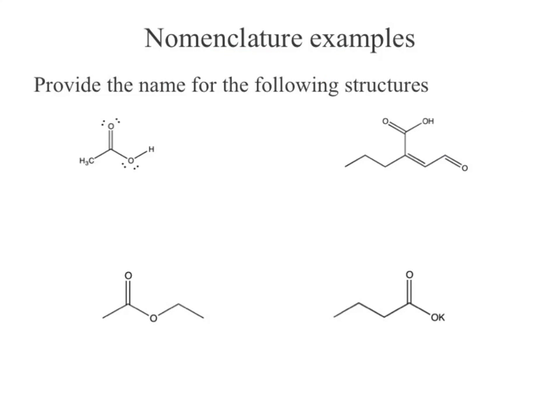I'm going to go ahead and name potentially two of the easier ones. So in our first structure, we go through, identify that we have a 2-carbon chain. What functional group do we have? We have a carboxylic acid. It's a hydrogen. So we have a 2-carbon chain. 2 carbons get referred to as ethane. So we get ethane, and then we have an acid.